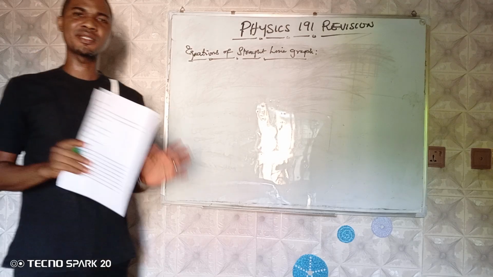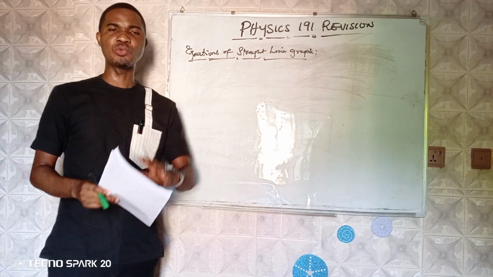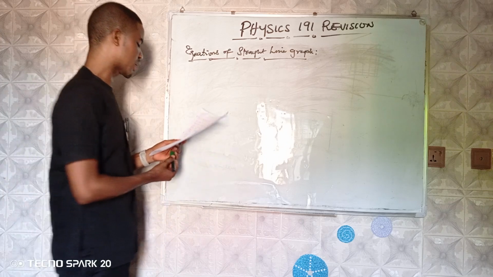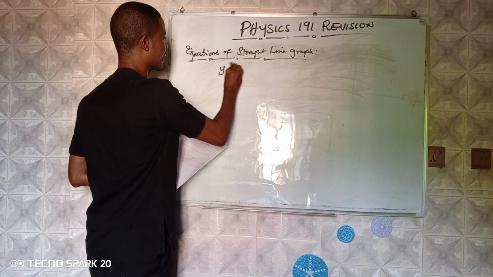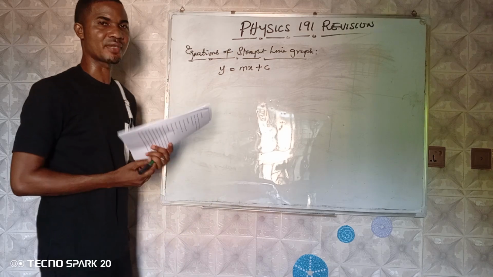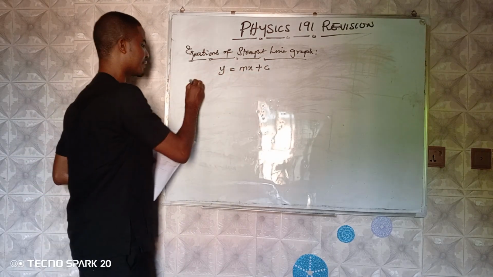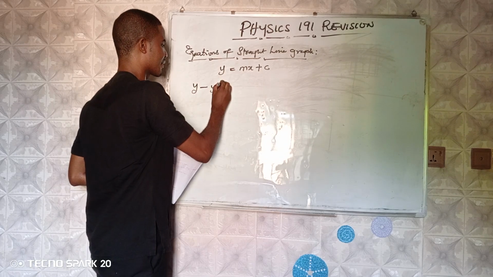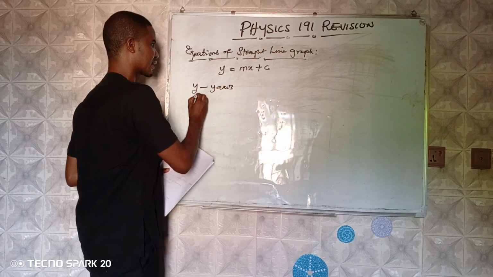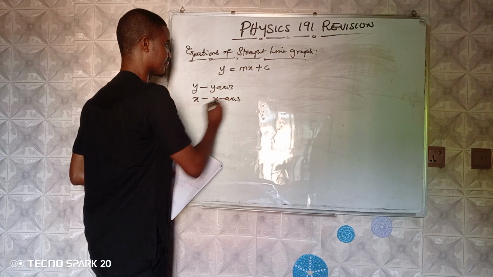You know that when you come to physics practical, most of the graphs we draw in physics are always straight line graphs. So an equation of straight line graph is given as y equals mx plus c. This is the equation of a straight line. Any straight line has this equation. Now, y is the y-axis. This x is the x-axis.